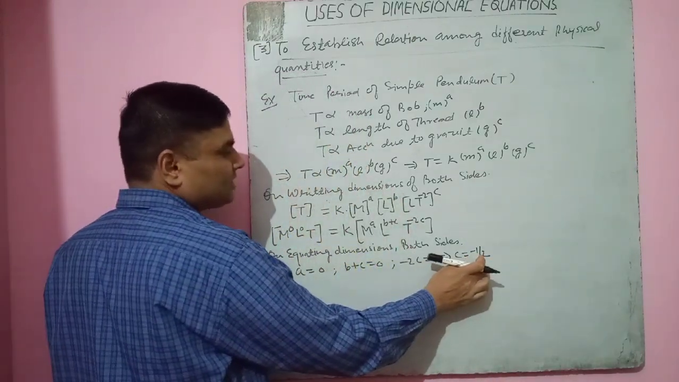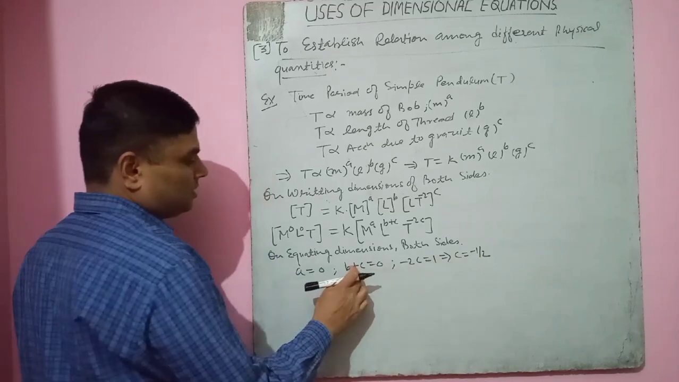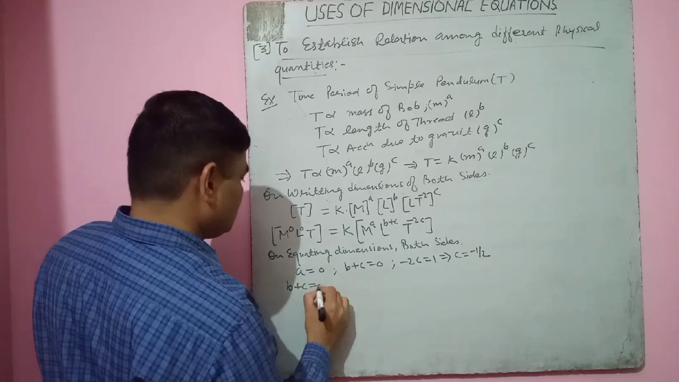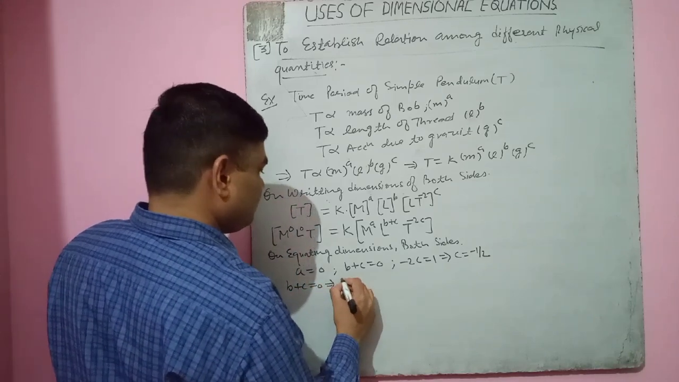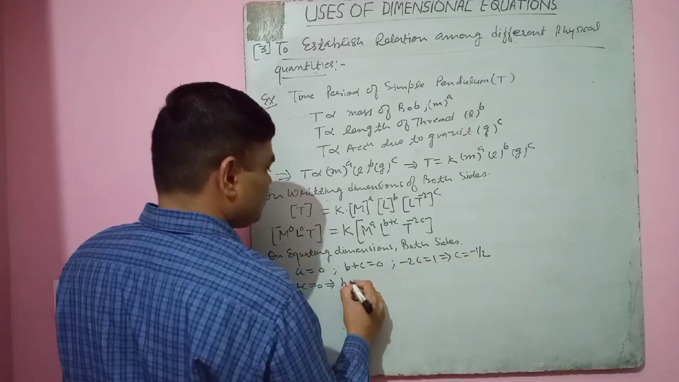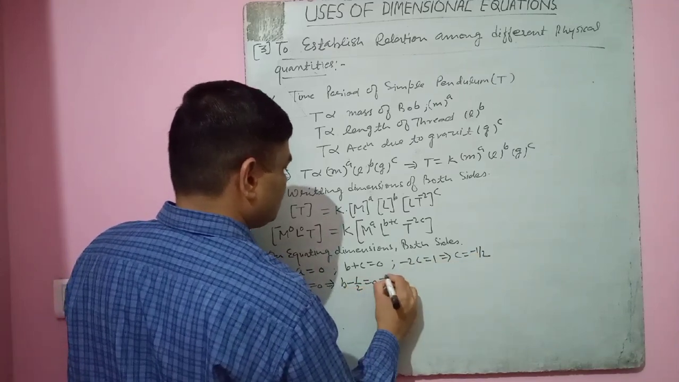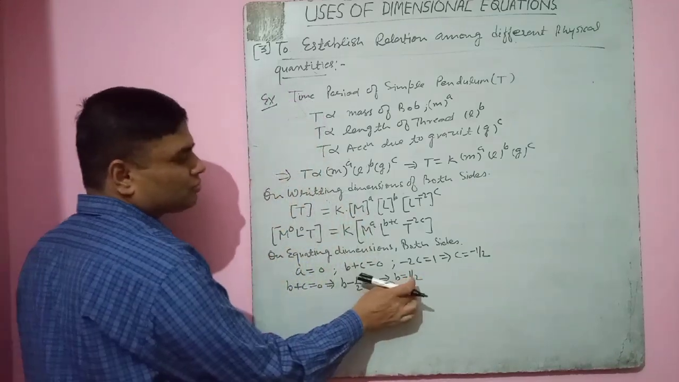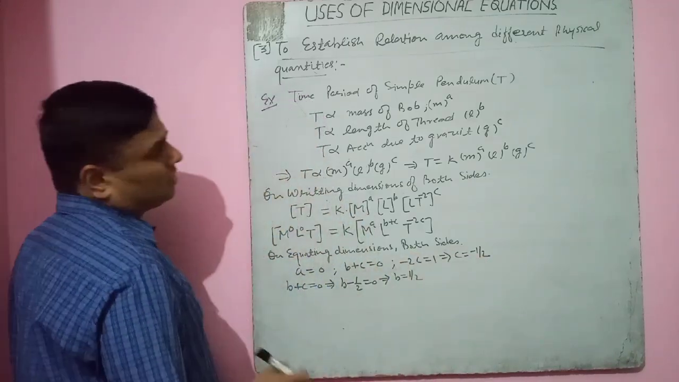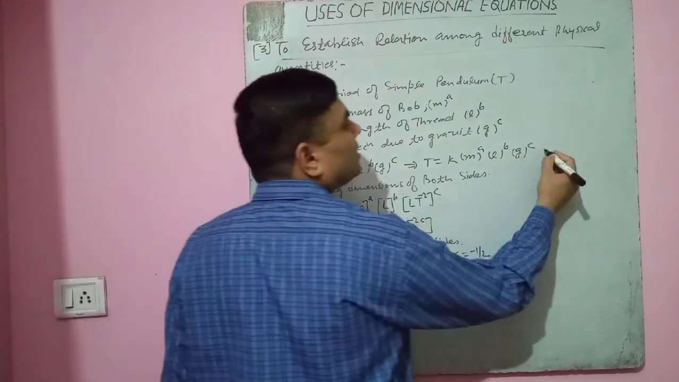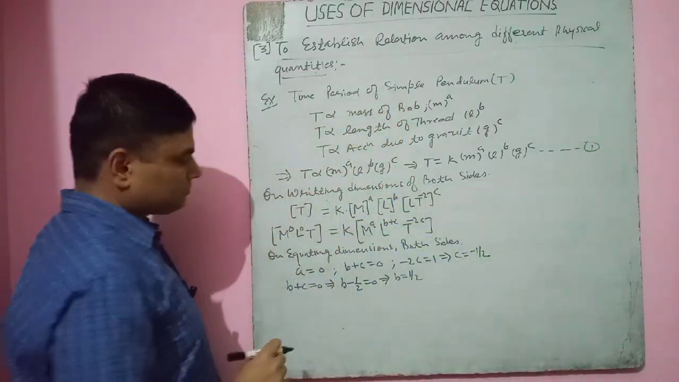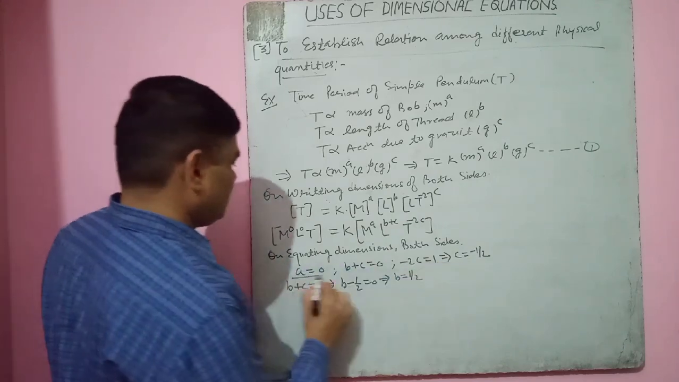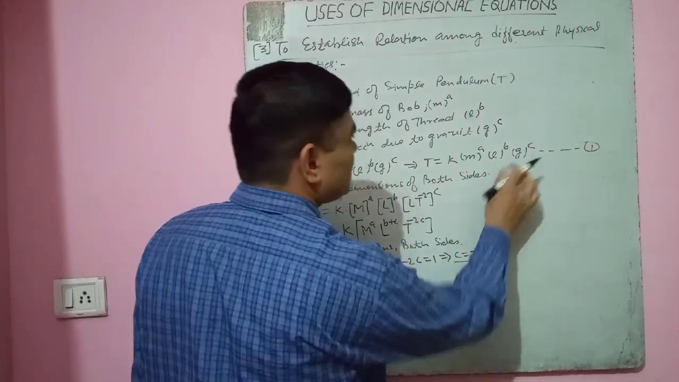If we put c equal to minus 1 by 2 into this equation, we get the value of b. b plus c is equal to 0, which implies b minus 1 by 2 is equal to 0, so b is equal to 1 by 2. So we have obtained b equal to 1 by 2 and c equal to minus 1 by 2. Suppose this equation is equation number 1. Put the values of a, b and c in equation number 1.